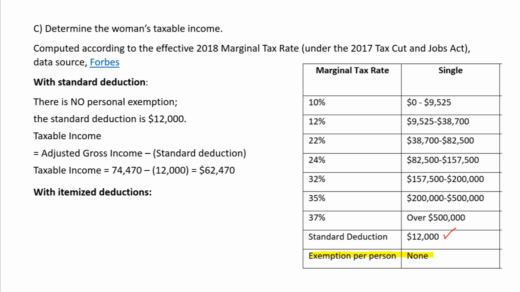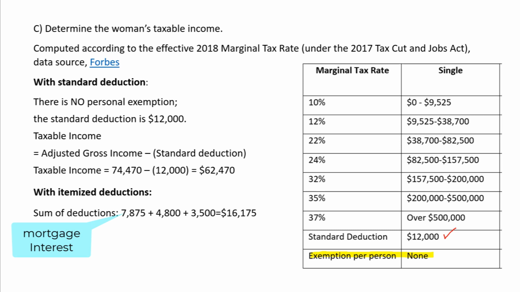Let's do this with the itemized deductions with the tax cut. Let's sum up her deductions, which shouldn't change. They're the $7,875, the $4,800 plus $3,500, which is still $16,175.